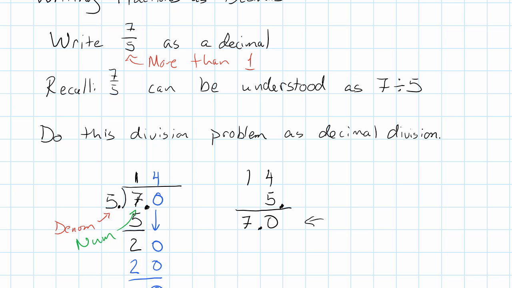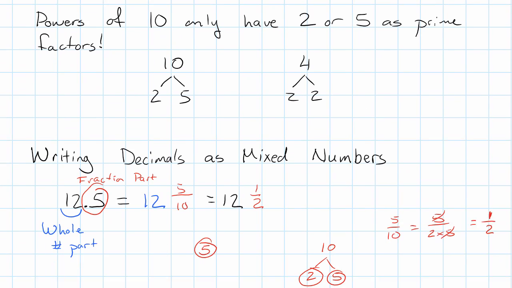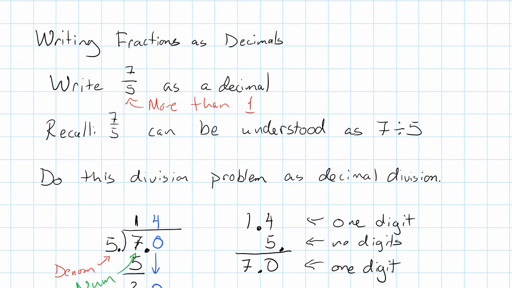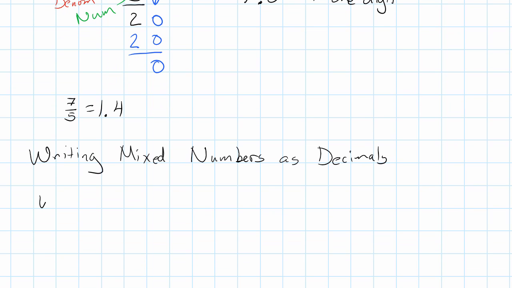So here I have 1 digit after the decimal point. Here I have no digits. What plus none is 1? 1 plus none is 1. I should have 1 digit after the decimal point here. 7/5 is 1.4. So we've done decimals to fractions, decimals to mixed numbers, fractions to decimals. What's left? Mixed numbers to decimals. Alright, so let's say we want to write 7 and 9/20 as a decimal.